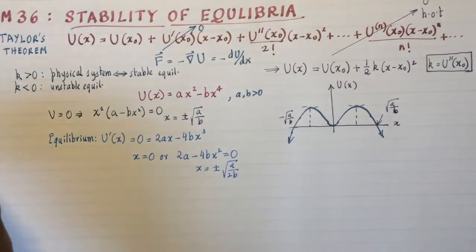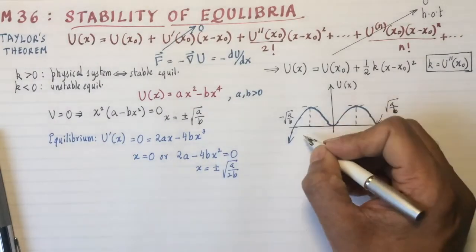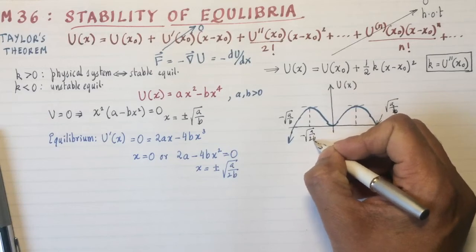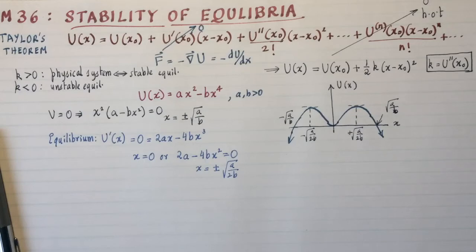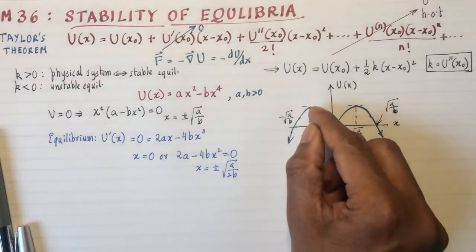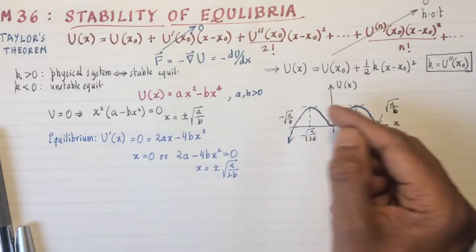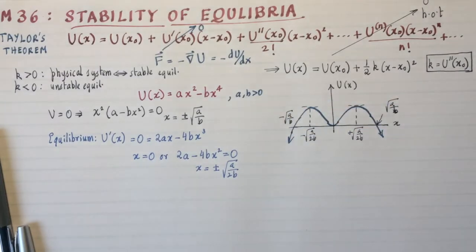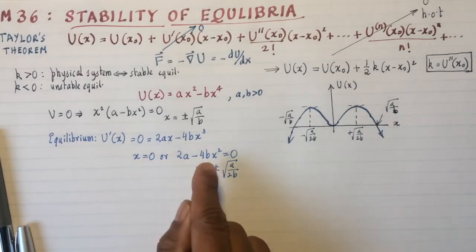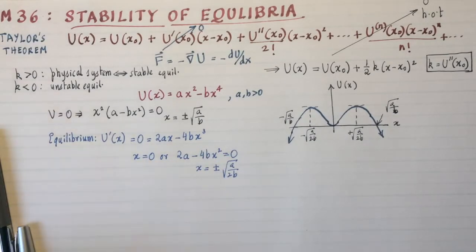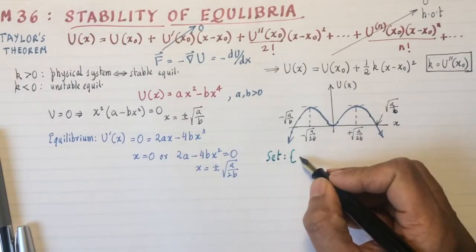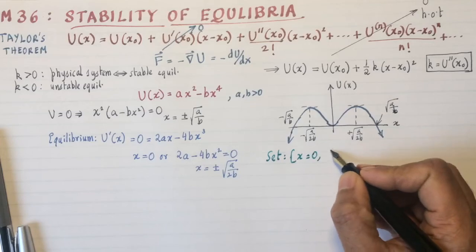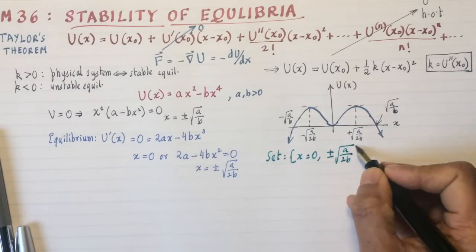So what I'm going to do now is write this, that's the negative square root of a over 2b. None of this is to scale, so don't hold me to that. Okay, and these are unstable. If you keep a marble there, that marble is certainly going to roll to the left or the right, and the same here. The marble is going to roll. So we have one stable equilibrium and two unstable equilibria. So let's write down the equilibrium set. It is x equals 0, plus or minus square root of a over 2b.